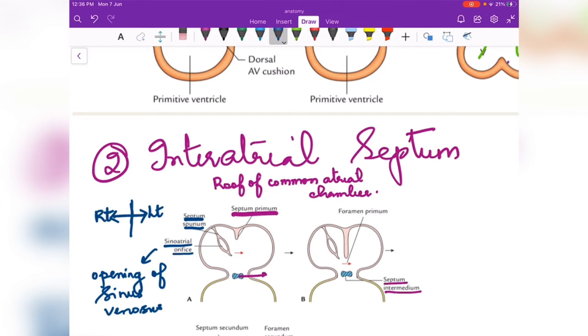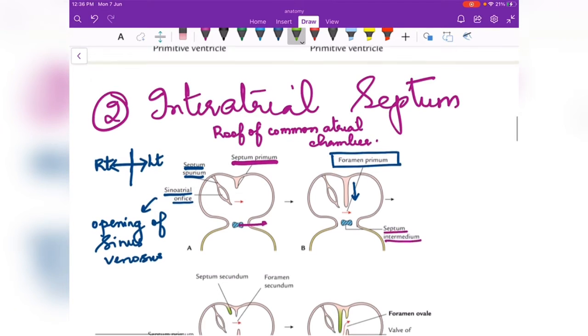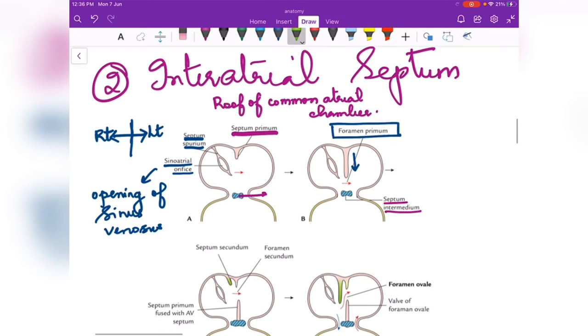The septum primum continues to grow downwards towards the septum intermedium, and the space between them is known as the foramen primum. So the septum primum grows to the left hand side of the septum spurium and the sinoatrial orifice. It continues to grow downwards, and it does not touch the septum intermedium yet. Before that, that space is known as the foramen primum.